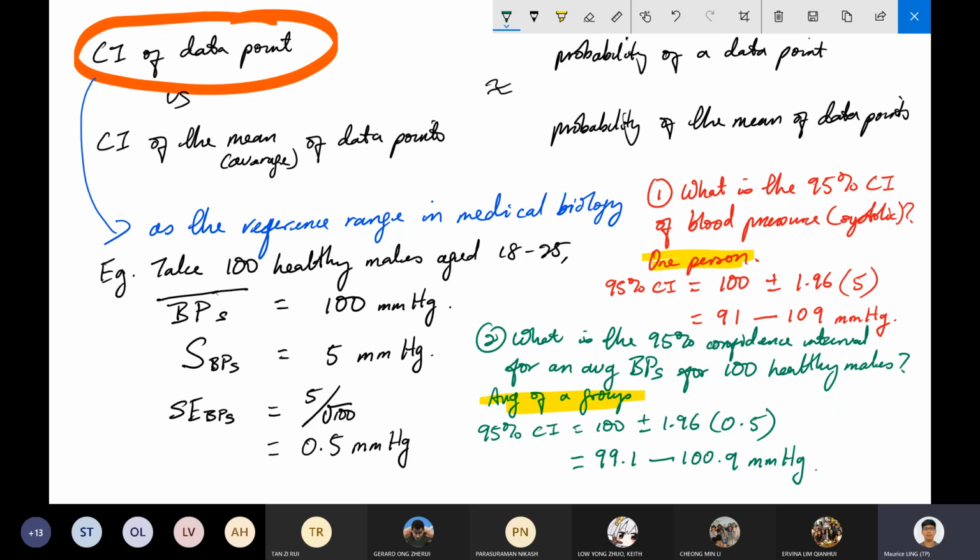You're talking about what is the confidence level. That means what is the 95% confidence interval, or what is the range that you are 95% confident that a single healthy male will have the blood pressure within this range. While the green color question, you're talking about what is the range that the average of a group of 100 healthy males will fall within this range.